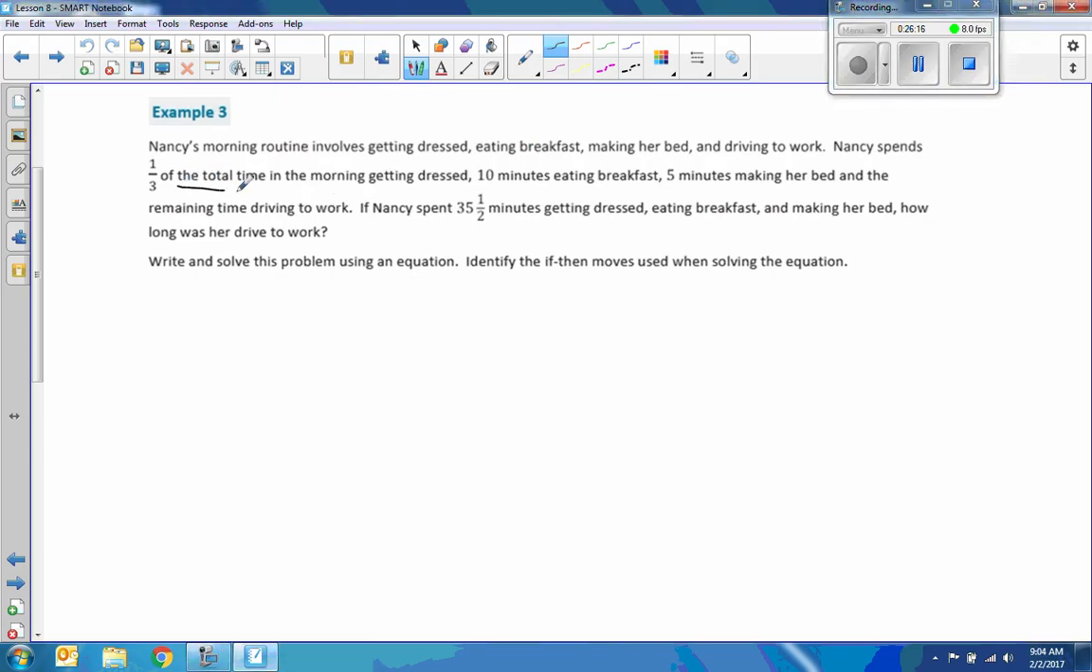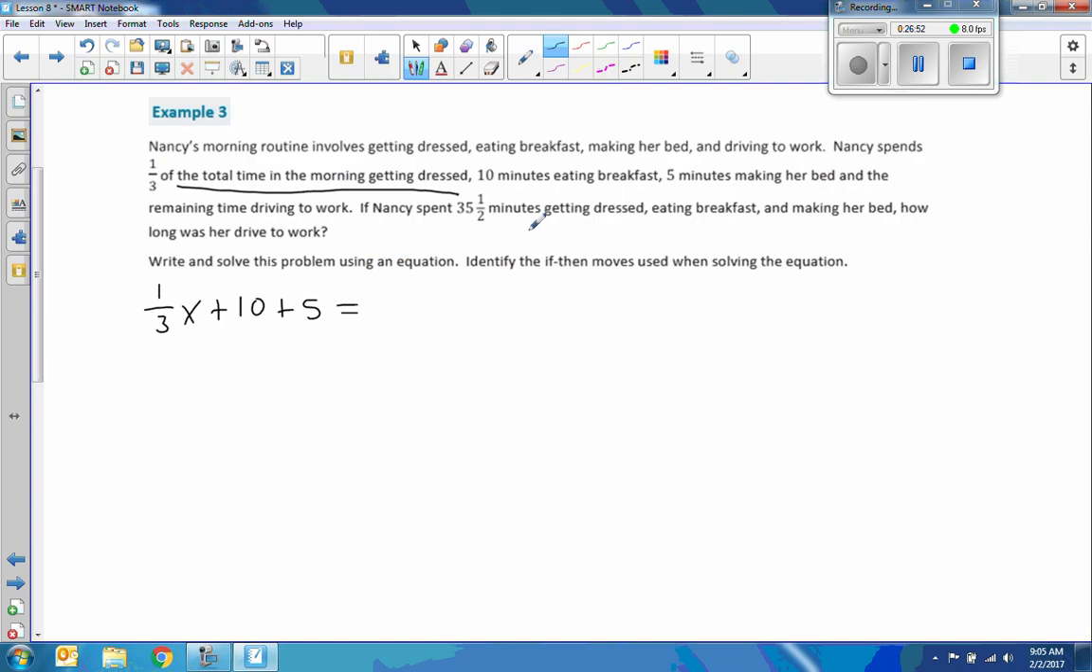Okay, so in this we don't know the total time it takes her to get ready. 1/3 of the total time is getting dressed. So I'm going to write that as 1/3 x. X is the total time of her morning routine of getting ready. Okay, plus 10 minutes to eat breakfast, plus 5 minutes to make her bed, and then the remaining to drive to work. Nancy spends 35 1/2 minutes getting dressed, eating breakfast, and making her bed. How long was her drive to work?